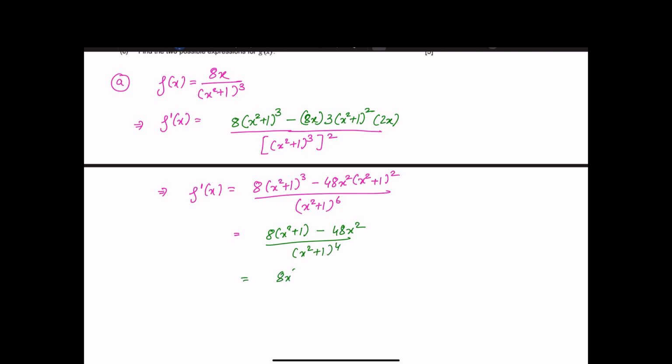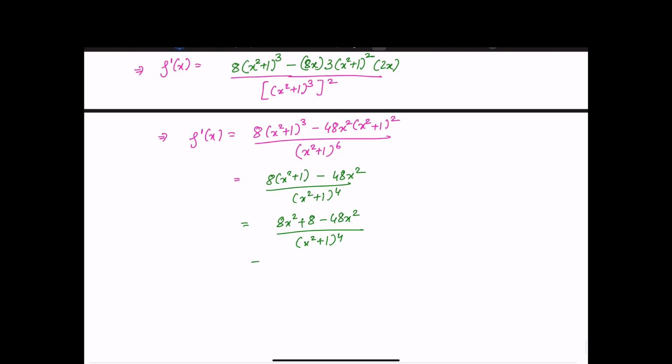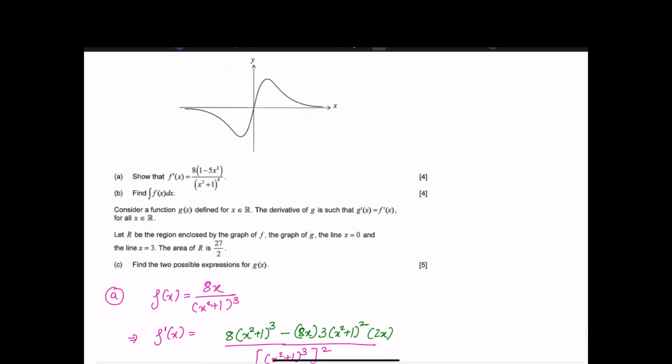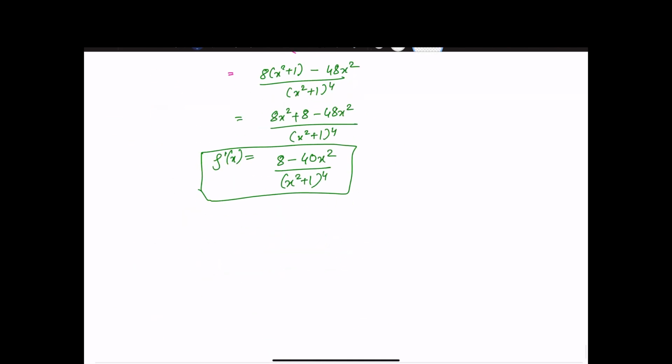If I simplify the numerator, I'll get this thing. The denominator will remain the same. I don't have to simplify it. So finally, I'll get 8 minus 40x squared by x squared plus 1 whole to the power of 4 as f dash x. And I'll just have to check if it matches. Okay, I have to just take the 8 common here.